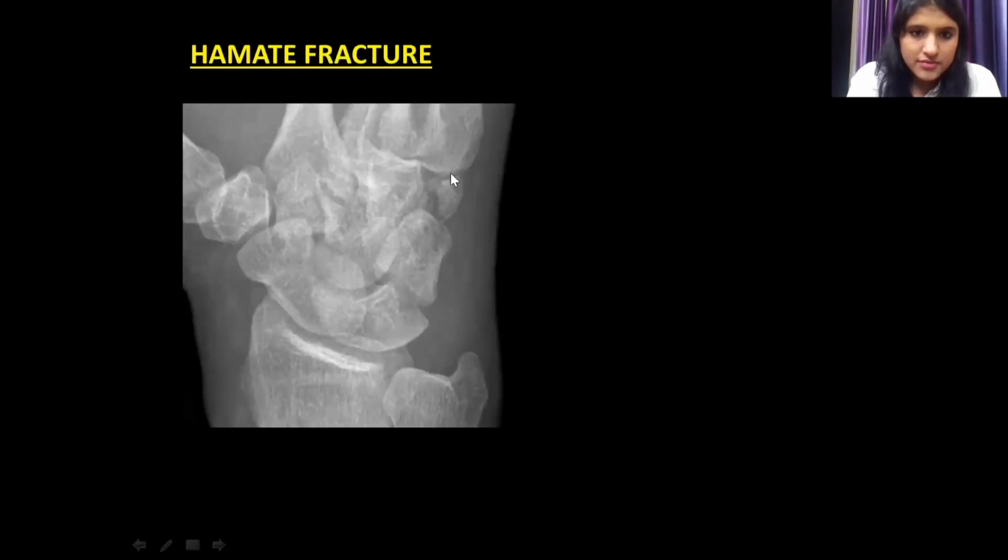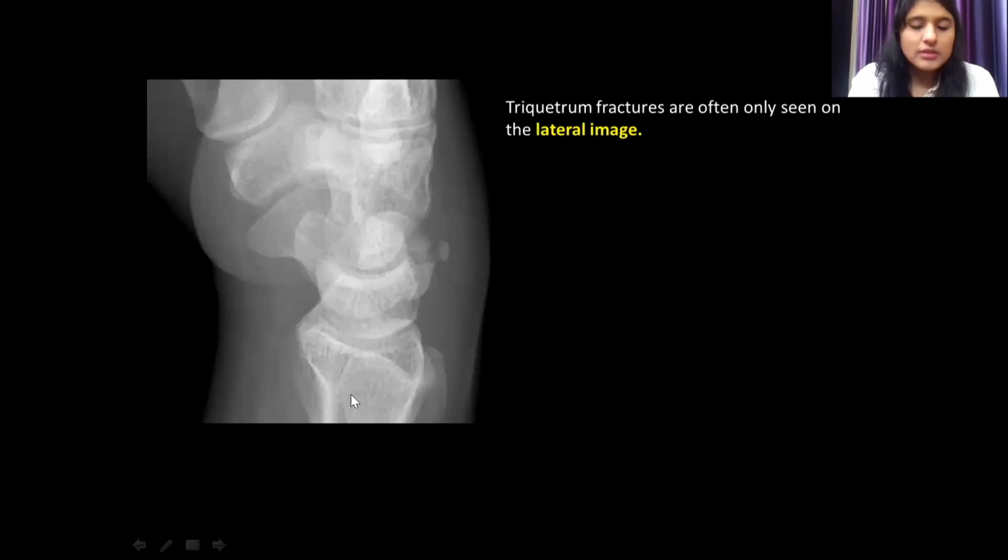In this radiograph, we can see a fracture of the hook of hamate, and this is quite a common fracture which is assessed on radiographs. Then on this lateral radiograph, we can see a separated bone fragment over here on the dorsal aspect. And as I had mentioned earlier, this is a triquetrum fracture, which is assessed on lateral radiographs.